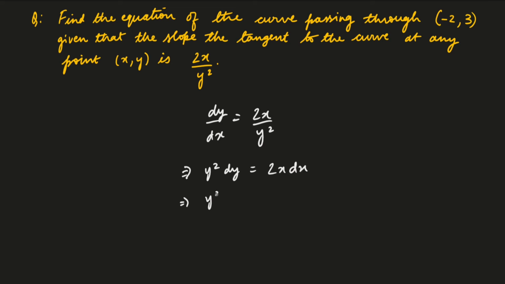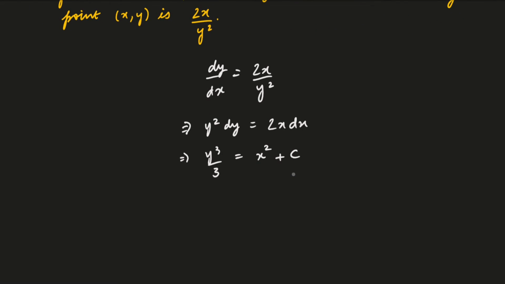Integrating, we get y cubed divided by 3 is equal to x squared plus c, one constant of integration. Now this solution represents a family of curves, and amongst all of these curves, this is a general solution. Amongst all of these curves, we need to find the one that happens to pass through this given point, minus 2, 3. So how do we do that? Well, we need to find the value of this constant c, which makes the equation pass through that point.